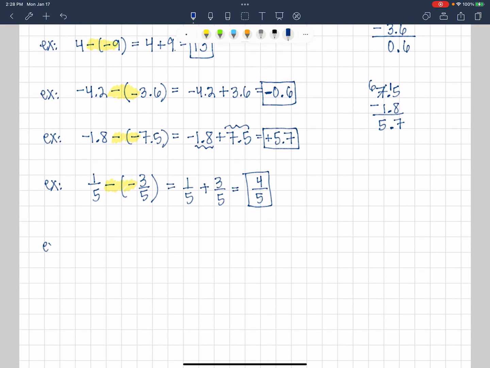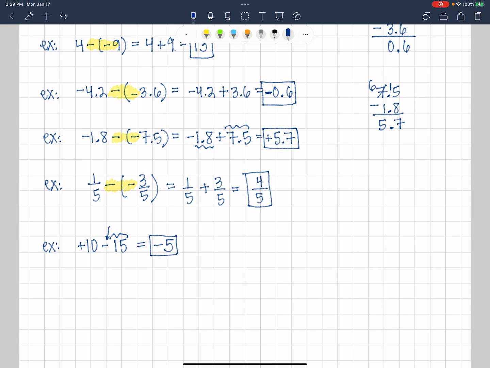And I'm going to do one more. 10 minus 15. 10 is positive, 15 is negative, different signs, subtract. So 15 minus 10 is 5. And then we're going to take the sign of the larger value. 15 is the larger value, and it's negative. So that gives us -5.